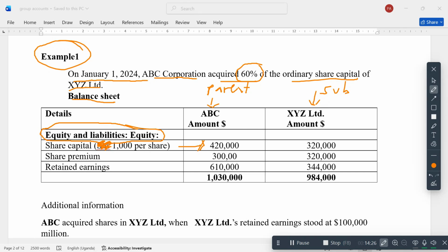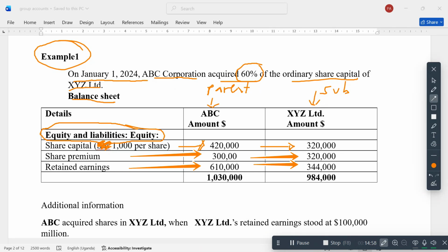We don't need to do any adjustment. Our interest in this company, we are acquiring 60%. The one for the subsidiary is 320. The share premium for the parent is here, and what about the subsidiary is here. The retained earning for the parent, the retained earning was this. This is at reporting date. Then the retained earning for the subsidiary is this one. Good.